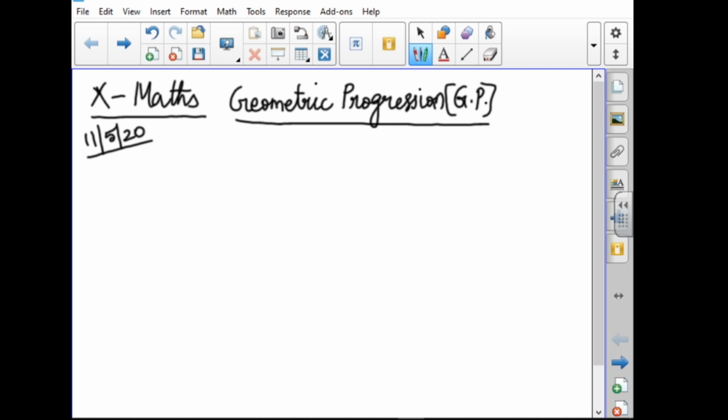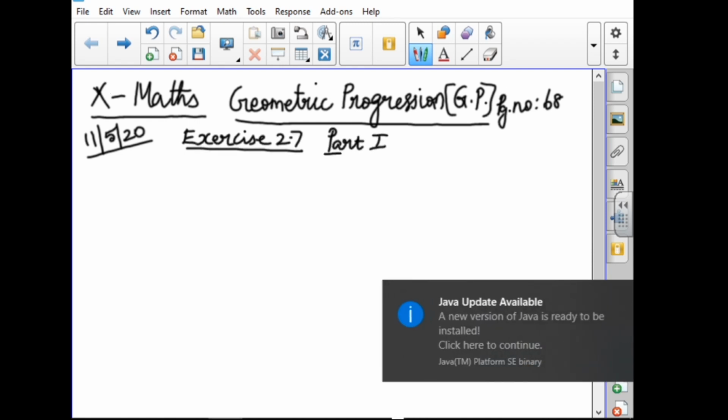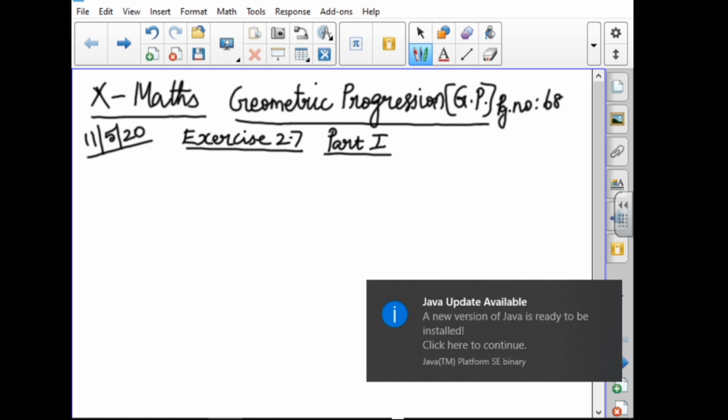In your book it is page number 68. Now we are going to take exercise 2.7. We are taking the introduction. Before that we see the definition.